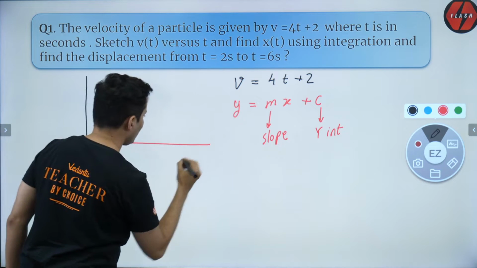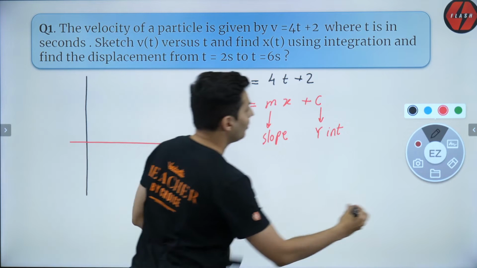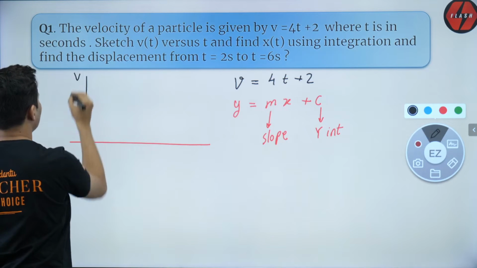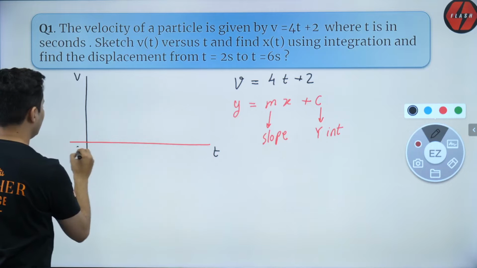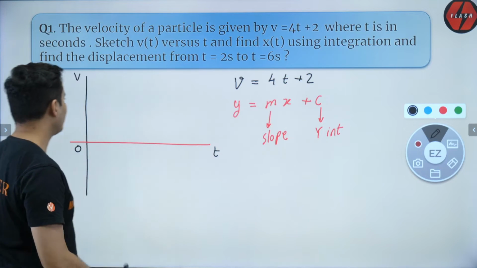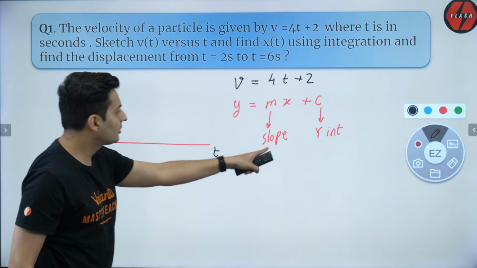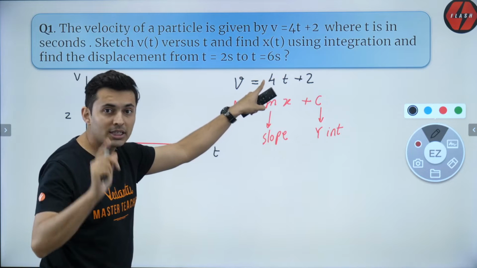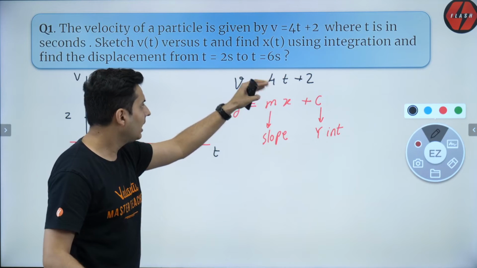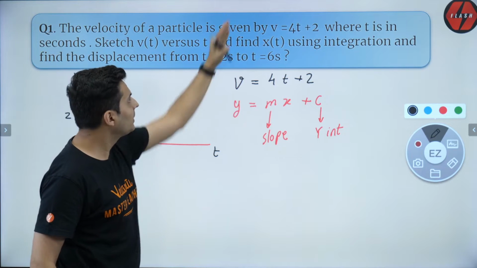So let's start drawing it. You have to draw the graph of velocity versus time, right? So this is my velocity, this is my time. Let's say this is 0. The y-intercept is 2. You can see that very clearly. So it must be somewhere over here, let's say. And the slope m is 4, which is positive, correct? And 4 is quite a decent number, right? It's positive, so it should go up like that.